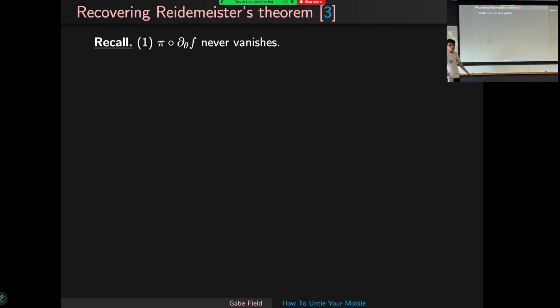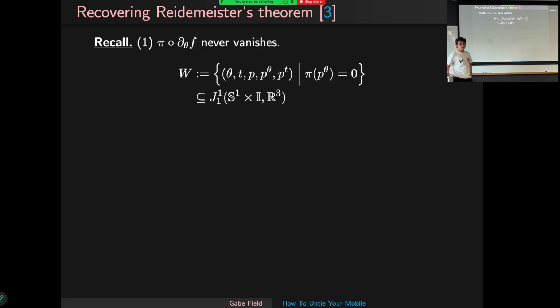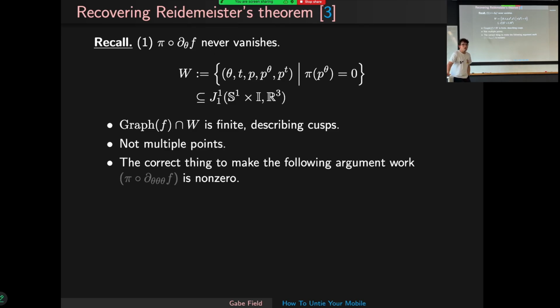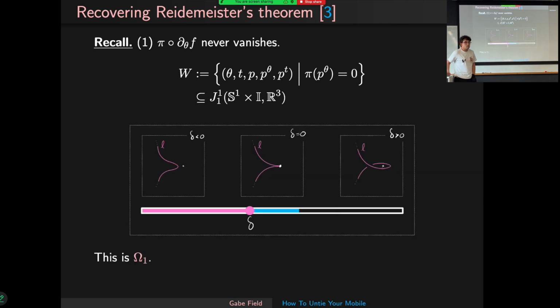And look, you can do the whole song and dance for number 1 as well. This is the thing to write down. These describe cusps that are not multiple points. Change up the manifold again. The correct thing to make the following picture make sense is not 0. And if you draw it, you get something that looks like this. A cusp. And if you move forward in time, it looks like a twist. And if you move backwards, it looks like a smoothing. That's the omega 1 move.